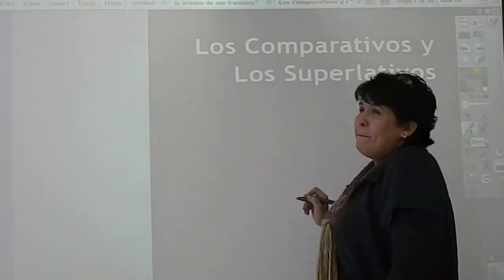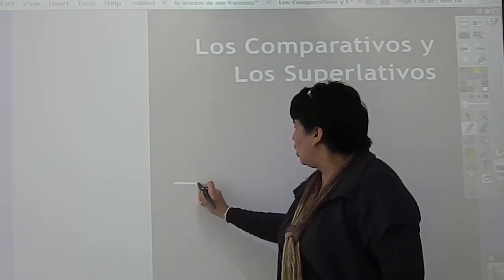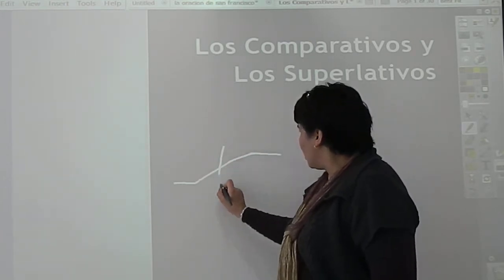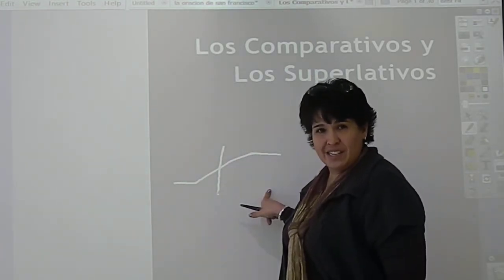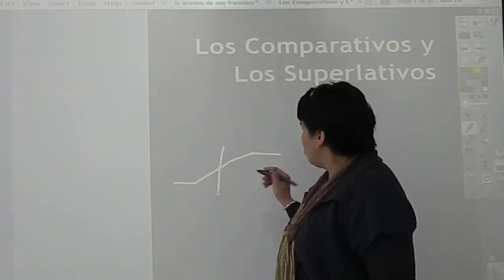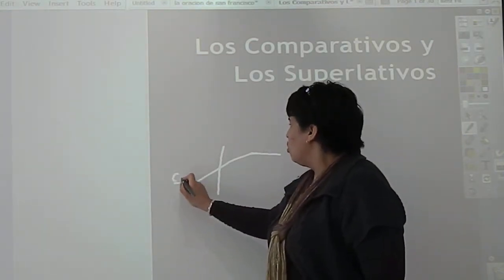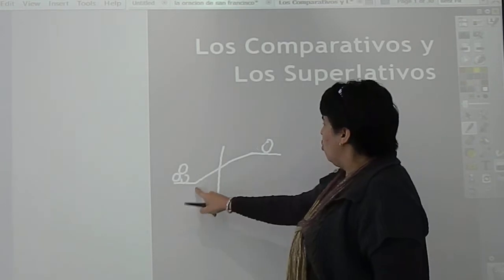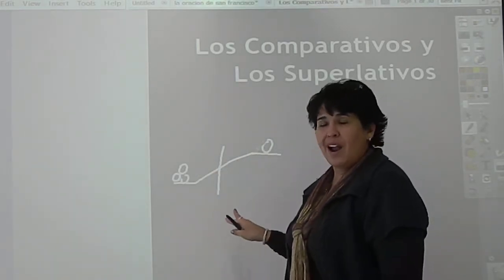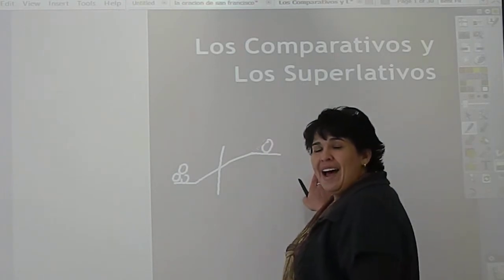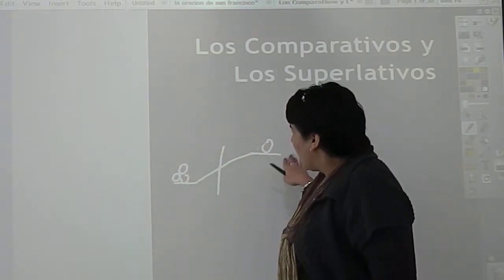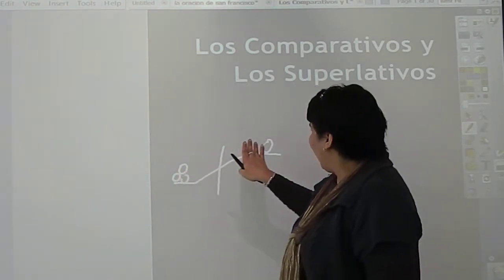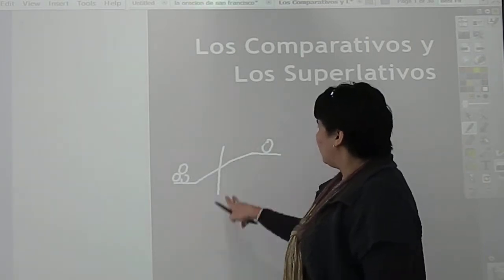Con un comparativo tienes dos cosas. Y estas dos cosas no son iguales. Cuando estas dos cosas no son iguales, por ejemplo, yo tengo 1, 2, 3 manzanas aquí, pero aquí solamente tengo una manzana. No son iguales. Estoy comparando las dos cosas. Aquí yo tengo más manzanas que aquí. Comparativo.